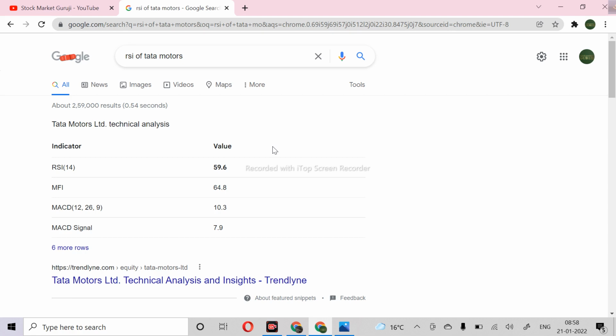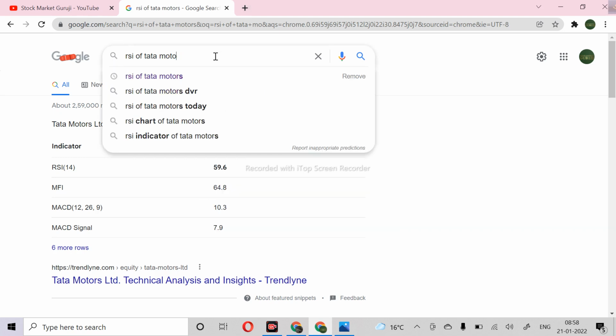After 70 it starts becoming an overbought zone, 80 is very highly overbought, and over 90 is an extremely risky overbought zone. So presently Tata Motors has an RSI of around 59.6, which I think is a fair RSI for buying this stock.